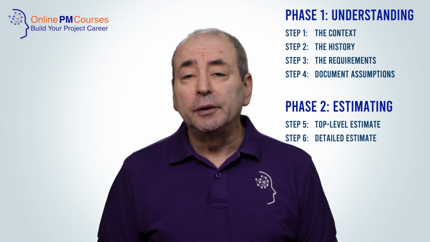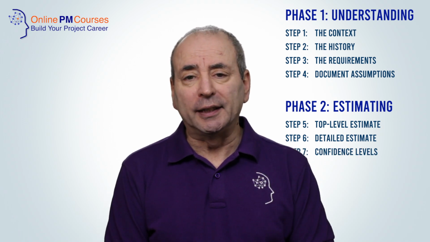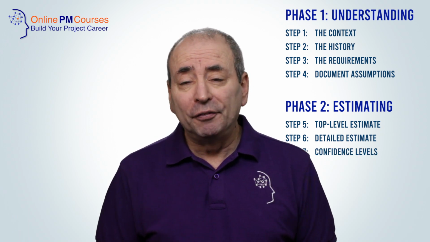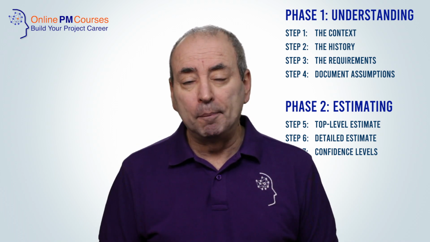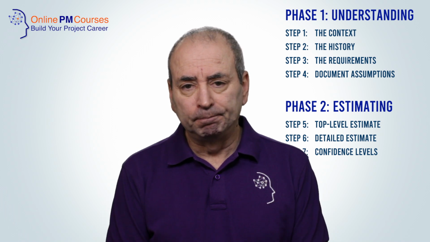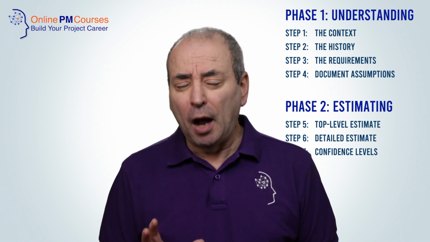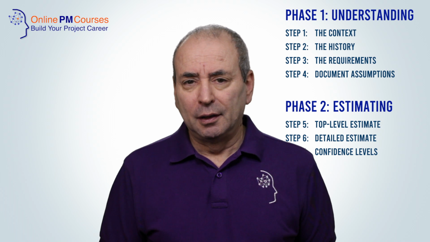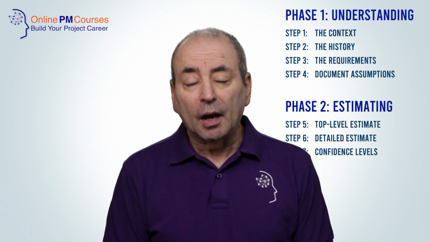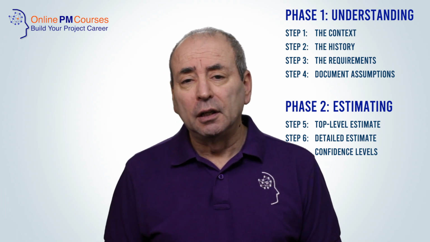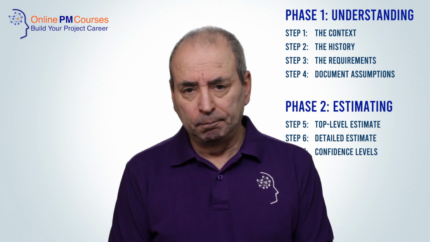Step 7 is to express a confidence level for your estimates. Add confidence levels to your estimates so that people can see how certain you are about the scale of your estimates. After all, an estimate only really has value if we know how confident we can be in that estimate. Confidence is the inverse of uncertainty.